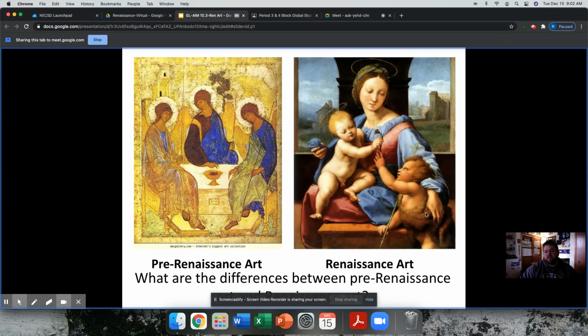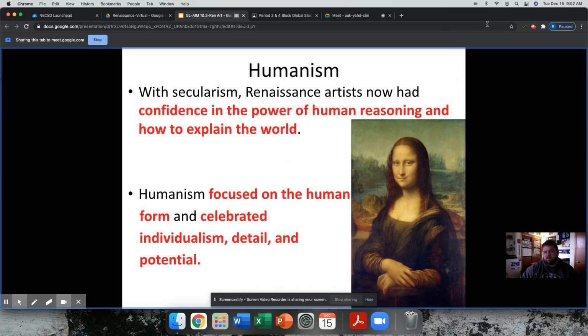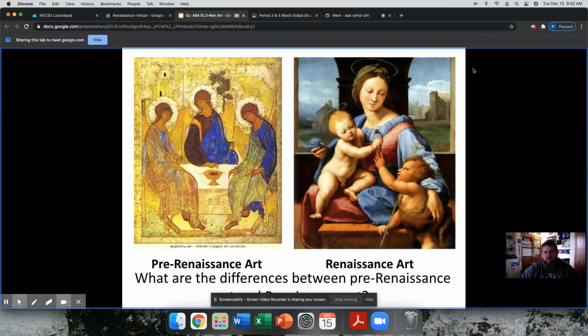So what you're seeing here is, obviously, this is religious in nature, right? We can see the halos here. We see the halos here. It's done a little bit differently, right? But religion is still the topic of a lot of painting, but it doesn't dominate everything. Okay, so these two pictures are important to understand the differences between them, because all of the differences that exist between these paintings are the examples of humanism that we're trying to express.